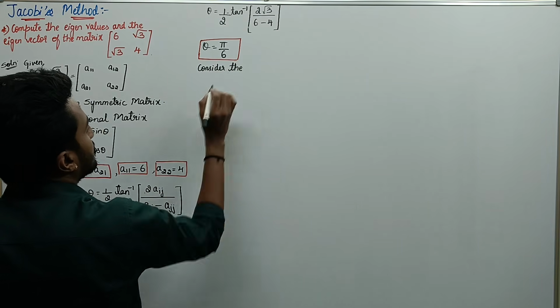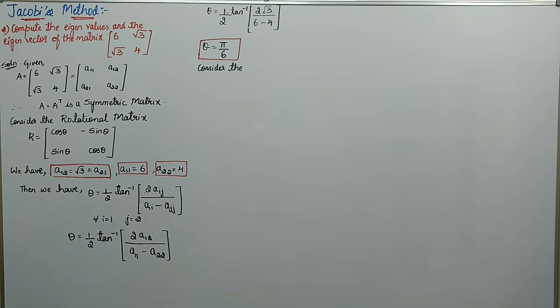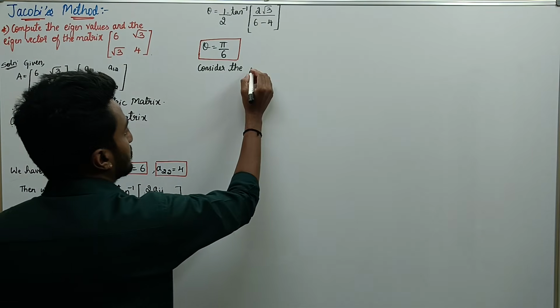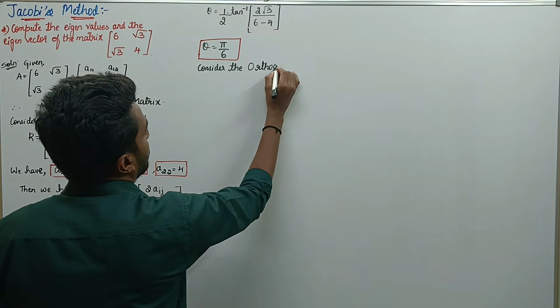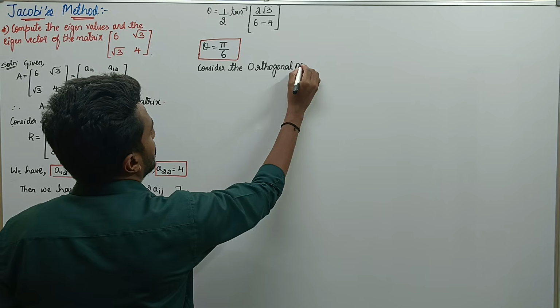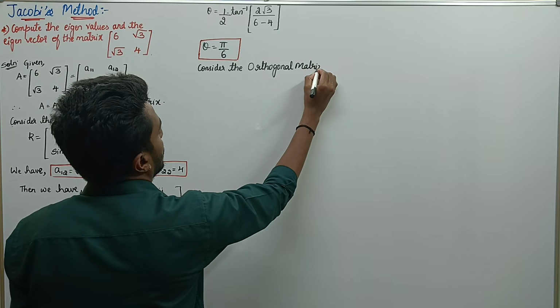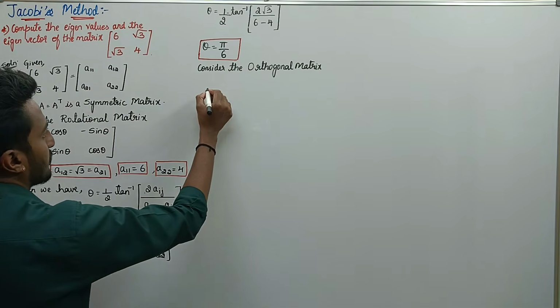Why are we going to substitute this theta in this? Because to find the orthogonal matrix. Then what do you mean by orthogonal matrix? I am going to show you.